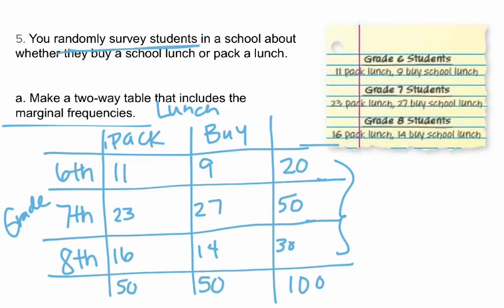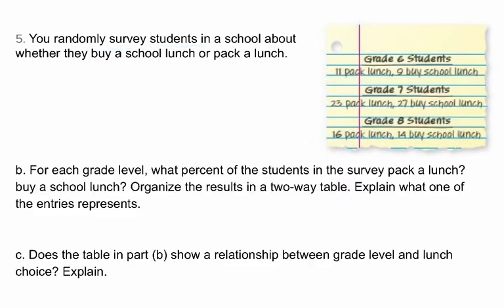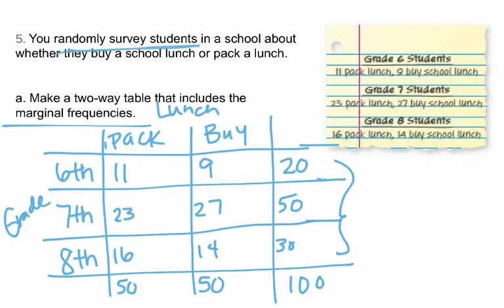It just depends. Now, if we look at the pack and the buy, we can see that the number of students is really split about 50-50 for those who pack their lunch and for those who buy their lunch. Okay, for part B, it says for each grade level, what percent pack a lunch, what percent buy a lunch. Organize the results in a two-way table. So this time I left a little bit of room to make it easier on myself so I could go ahead and calculate those percentages and write them right in the table.